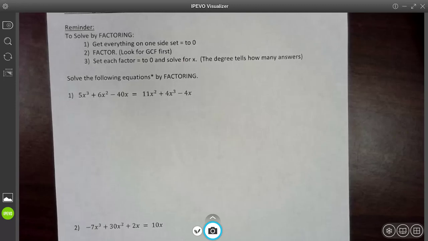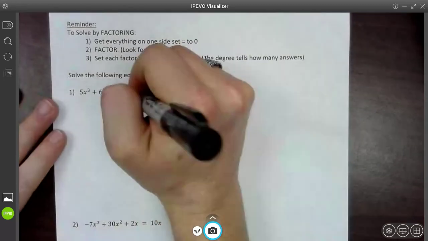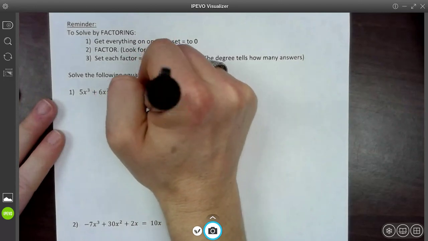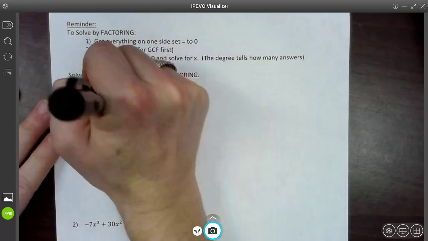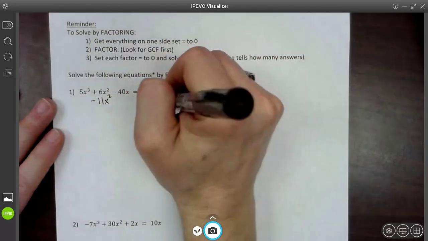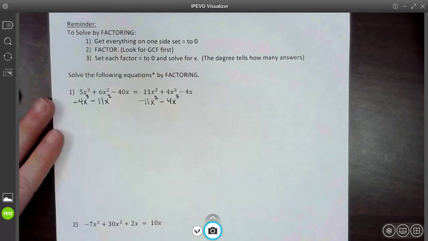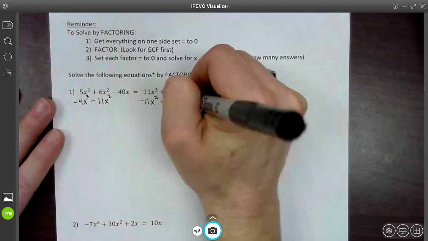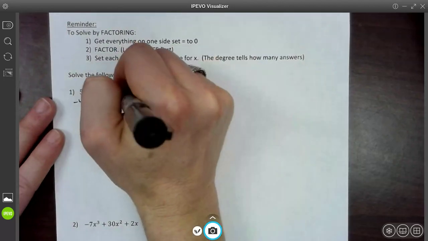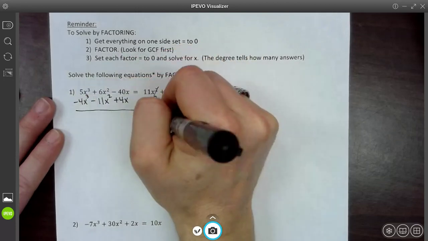But like any other equation, we want to get everything on one side set equal to 0 first. Then we'll start trying to figure out how we're going to break it down. So I'm just going to move everything to the left side of the equal sign. So I'm going to subtract my 11x squared from the other x squareds. I'm going to subtract my 4x cubed from the x cubed on this side. And then I'm going to add my 4x over. All right, so cancel, cancel, cancel. Now it will equal 0.